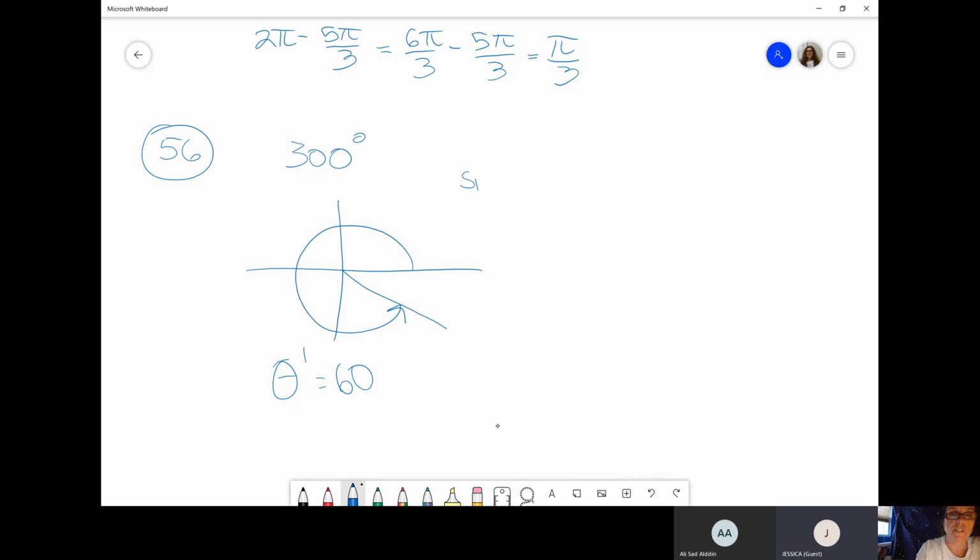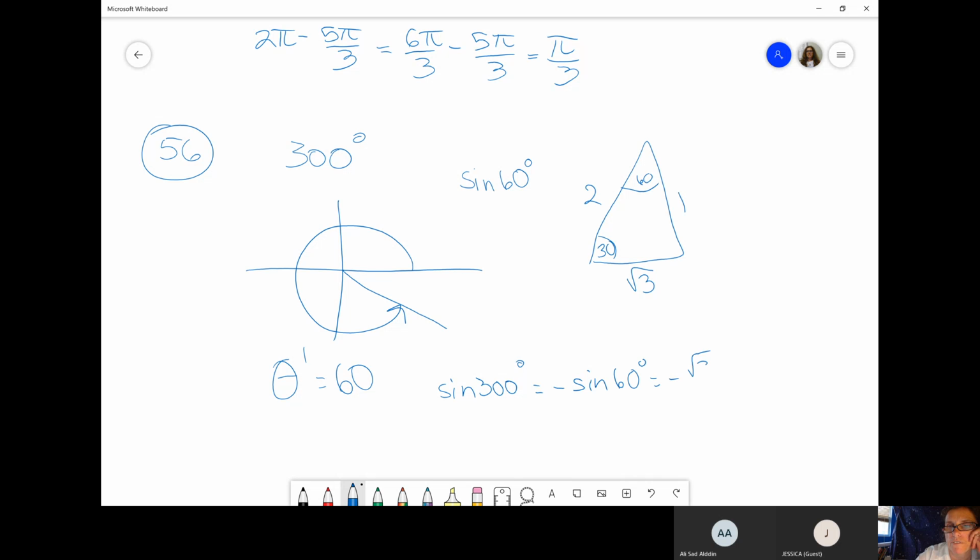So if I don't know it, I make my triangle. Here's 30, here's 60, 1, 2, square root of 3. So the sine of 60 degrees is the same, let me write it out. The sine of 300 degrees, because that's the original angle, is the same as negative sine of 60, which is negative square root of 3 over 2.